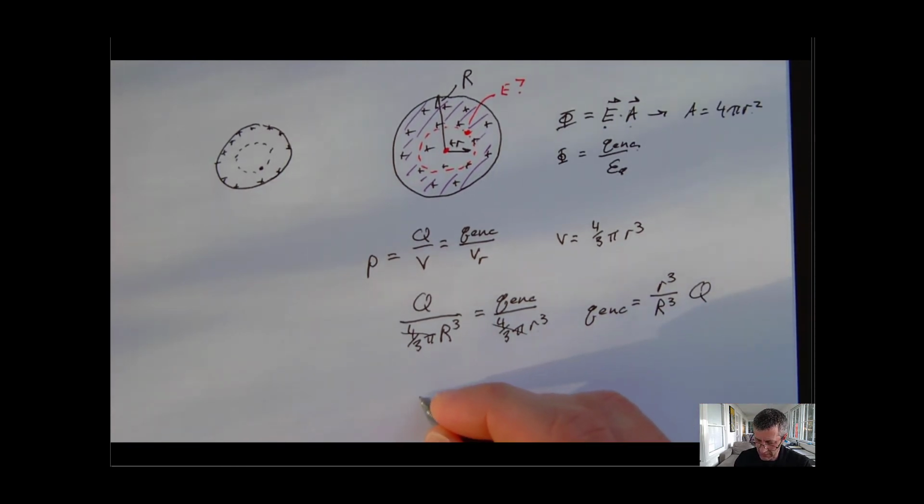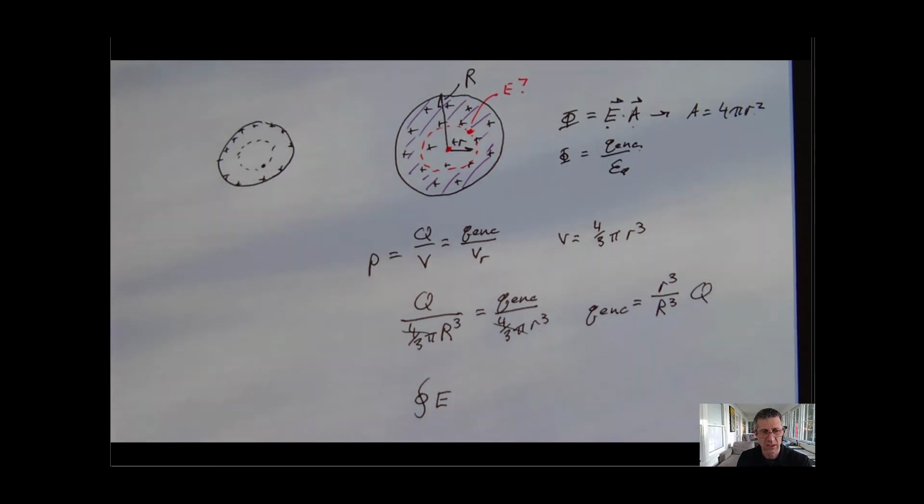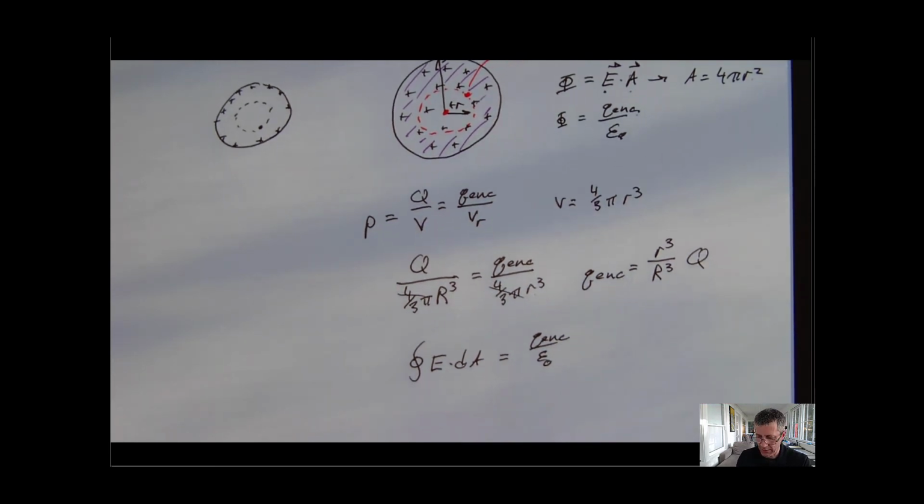I'll set up the integral form of this. My closed surface integral of the electric field times the area is equal to Q enclosed over epsilon naught. I know E is constant, so I'm going to pull that out. For Q enclosed, I have a value, which is r cubed over capital R cubed times Q, times 1 over epsilon naught. Keep my constant there.